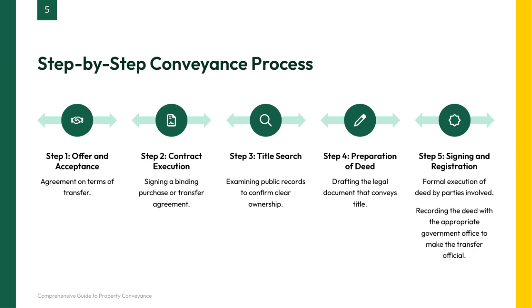Then, we move to the preparation of the deed, which is drafting the legal document that actually conveys title from the seller to the buyer. Finally, we have the signing and registration. Here, both parties formally sign the deed, and then it's recorded with the appropriate government office. This recording makes the transfer of ownership official and public record. Each of these steps is essential to ensure a smooth and legally sound conveyance process.